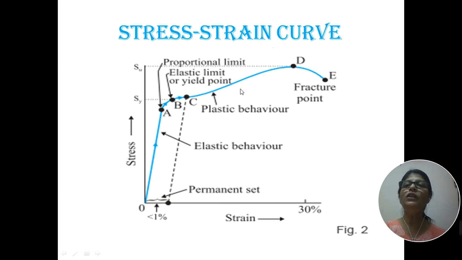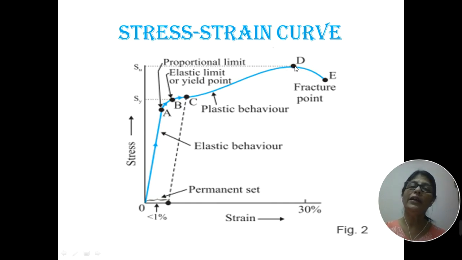Now the length of the curved part up to the point D represents the ductility of the material. Now in case of brittle materials, the ultimate tensile strength and the fracture strength are more or less similar, or they coincide. So at this point, the brittle material usually fractures. But the materials which exhibit some elastic behavior do not fracture at this point.